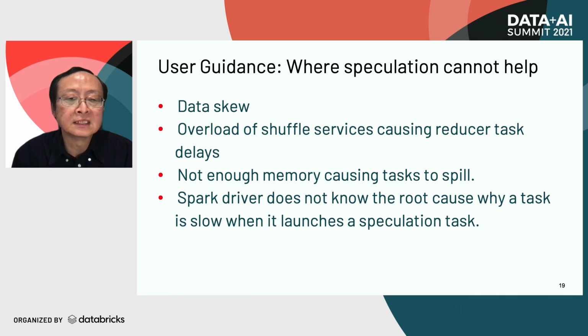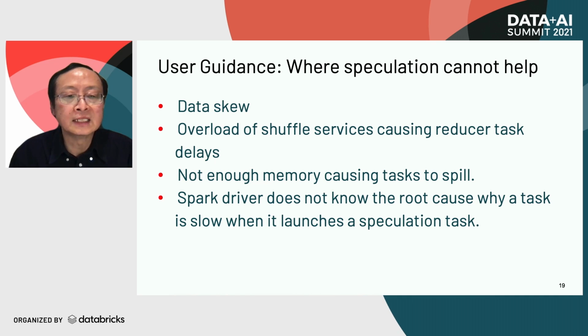The second case is the overload of shuffle services, which has caused reducer task delay. Because the shuffle service is shared by all the executors within the same node, and also there is only one shuffle data copy, the speculation cannot help this case either.